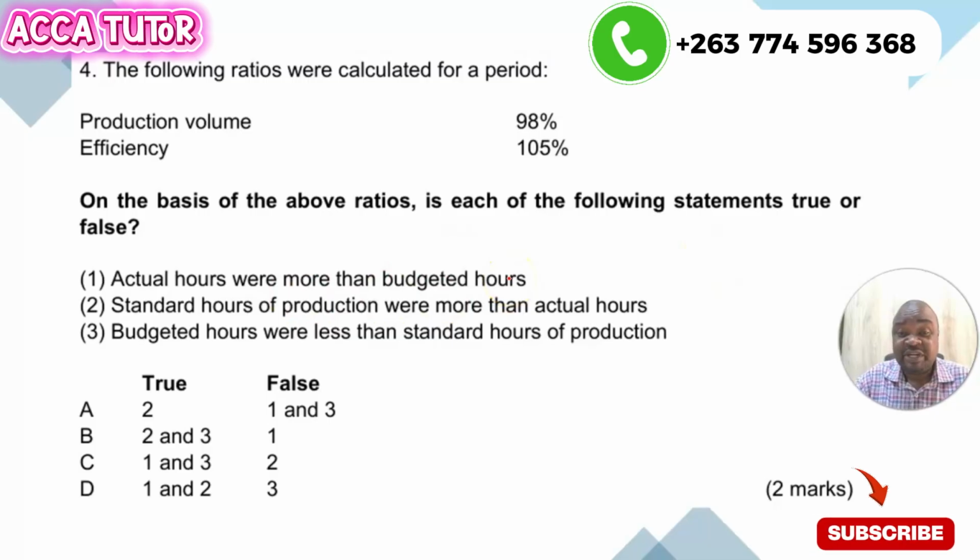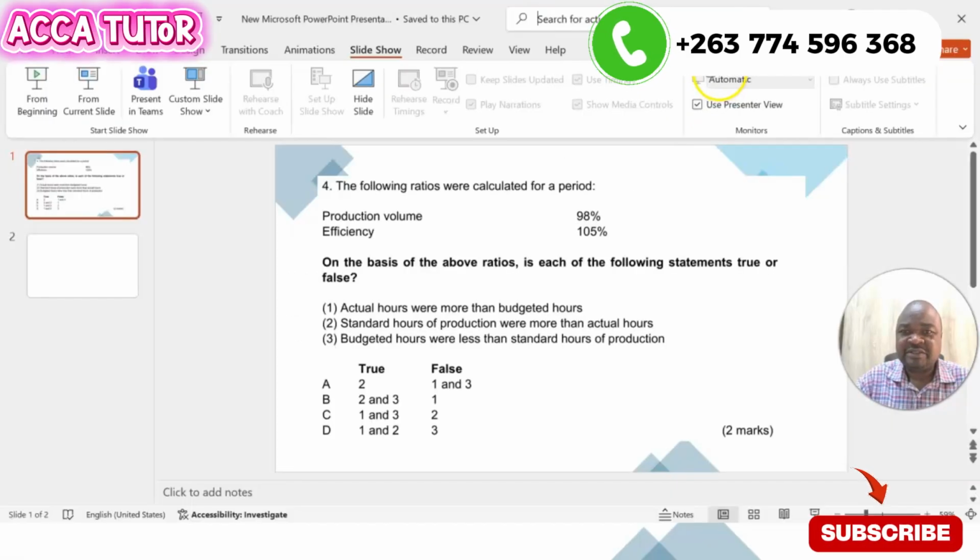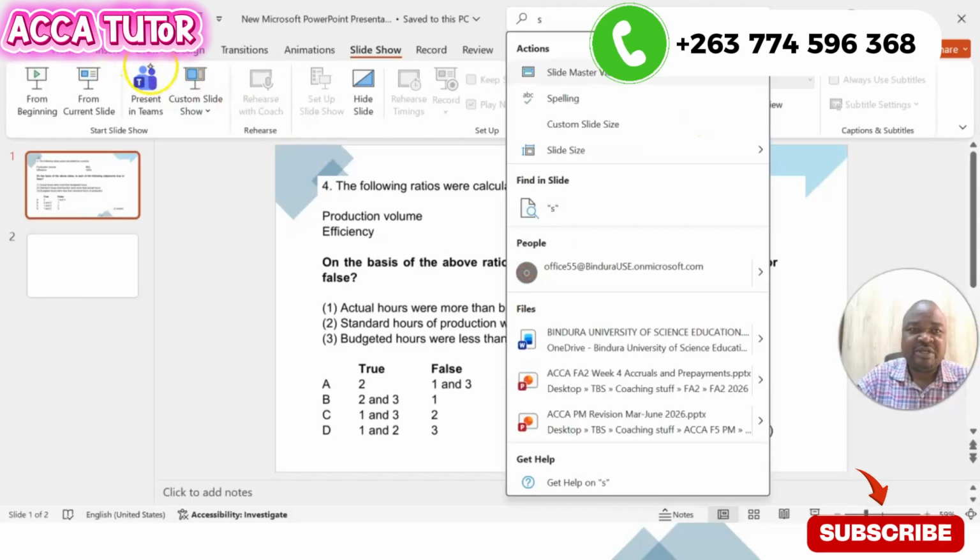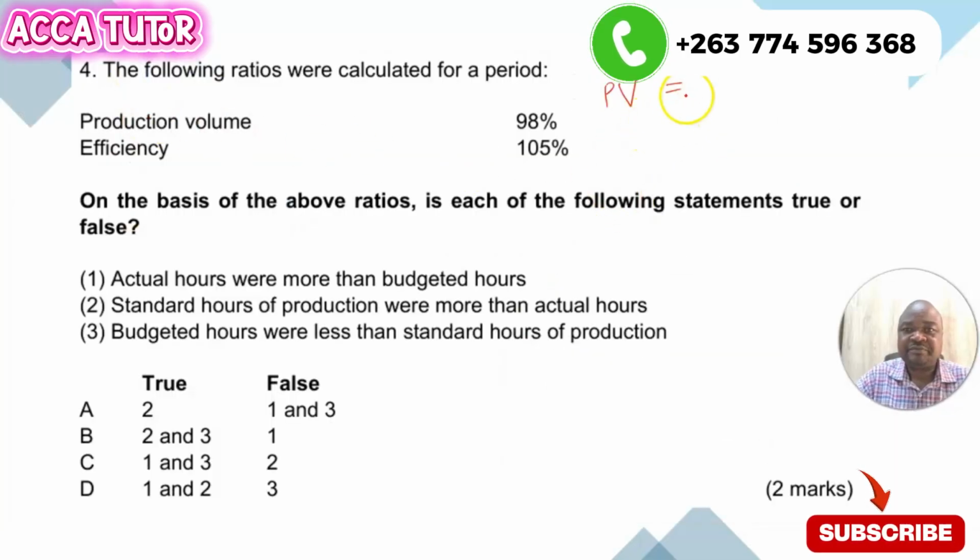So in the examination, when you face this particular question, please take your time. You just have to jot down the formulas to obtain each of those ratios. So for example, the production volume is equal to standard hours of actual production.